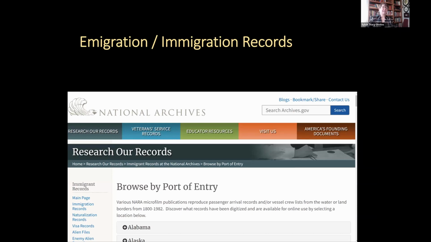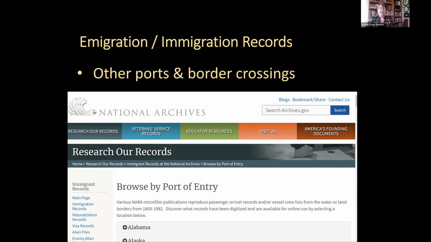The National Archives has lots of information. I don't know if we have anybody who's not in America on this webinar today, but if you're a US citizen, you have access to the National Archives. That's one of our many benefits of being a citizen. They have a great tab on here called Browse by Port of Entry, and this is going to give us other ports and also border crossings that are available through the National Archives.